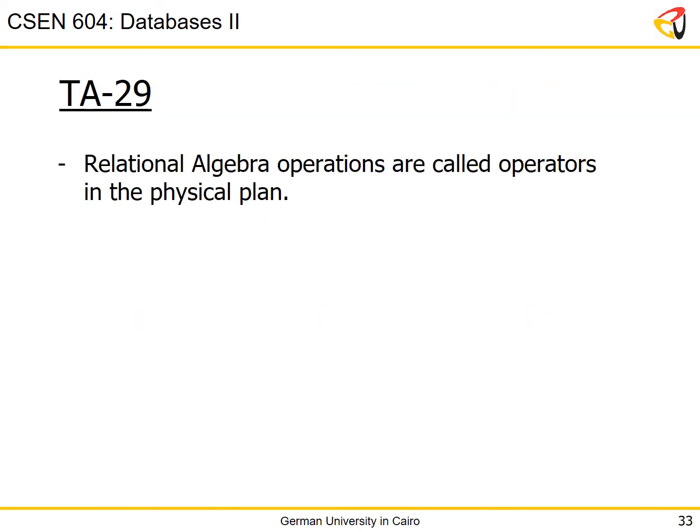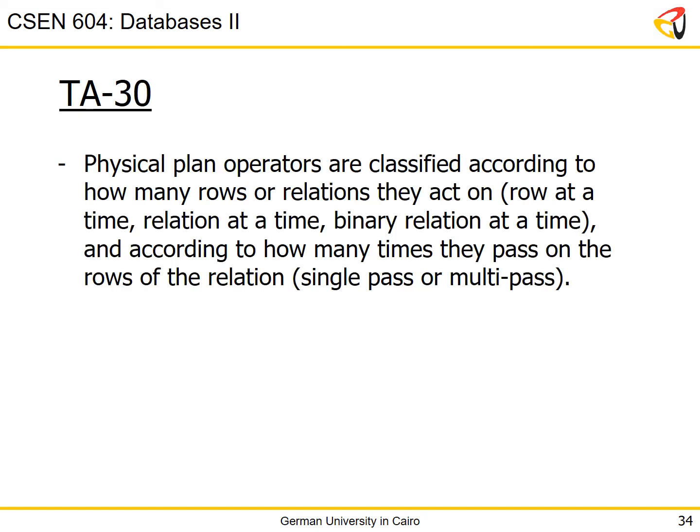Okay, so the takeaway is relational algebra operations are called operators in the physical plan. Physical plan operators are classified according to how many rows or relations they act on: a row at a time, relation at a time, or binary relation at a time, and according to how many times they pass on the rows of the relation, single pass or multi-pass.